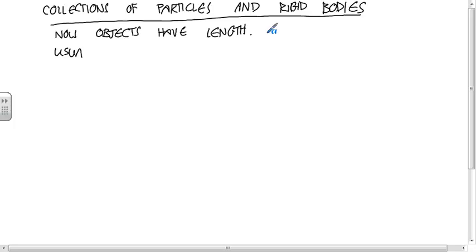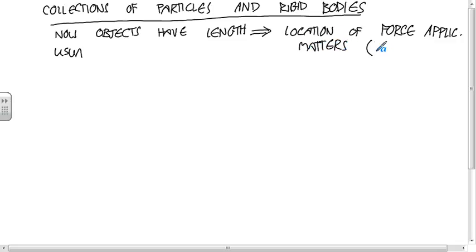So let me, I guess, say what happens when these bodies have length is where loads are applied matters now. It didn't used to matter because we assumed that it was always acting at the same point. But now, if the objects have length, the location of force application matters. And that brings up the rotational equation, the moment equation.